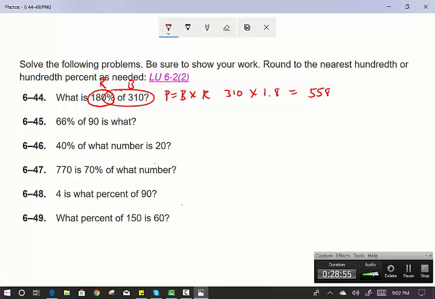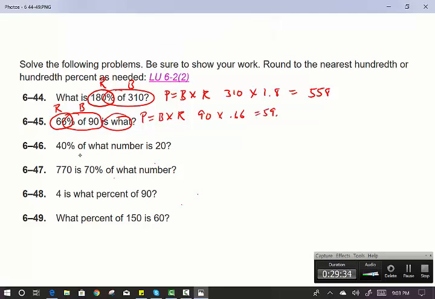So 558 is 180% of 310. Number 45. 66% of 90 is what? The number associated with the percent sign is the rate. The number that follows "percent of" is your base. The number associated with "is" or "equal" is your part. So again, we're going to be solving for part, which is equal to base times rate. So that's going to be 90 times 0.66 after you move the decimal point 2 places to the left. And that's going to equal 59.40 to make it to the nearest hundredth.